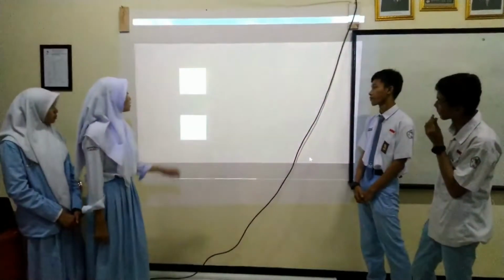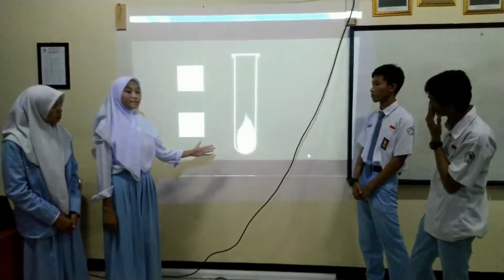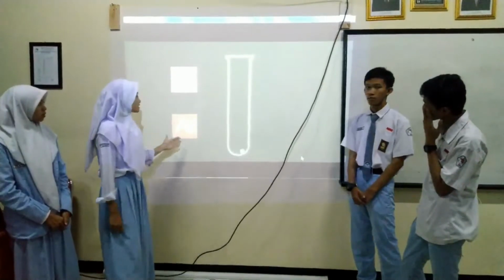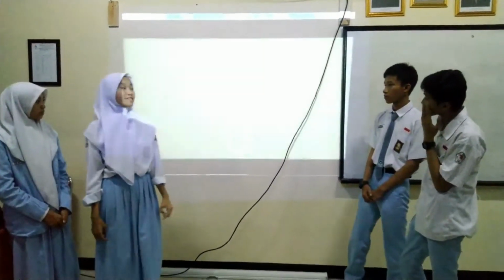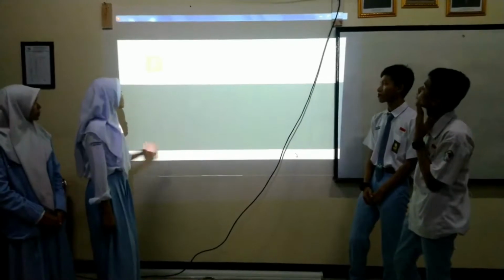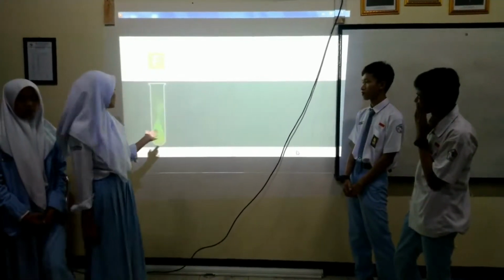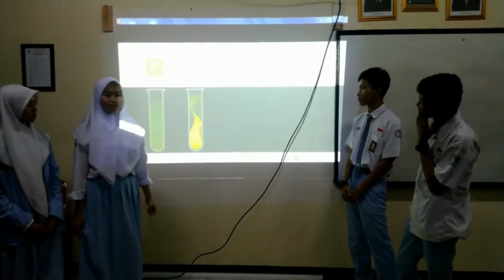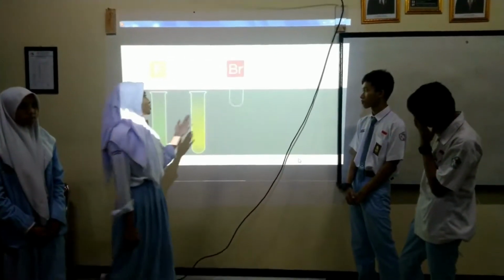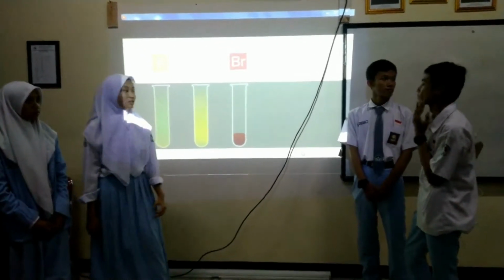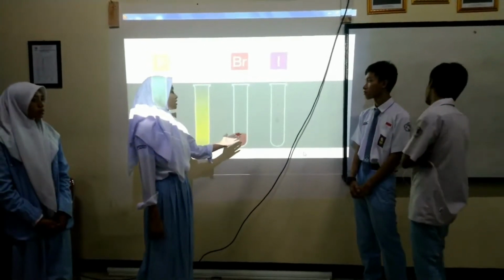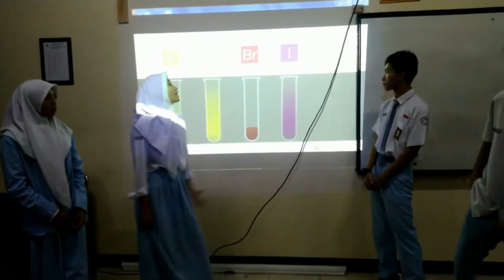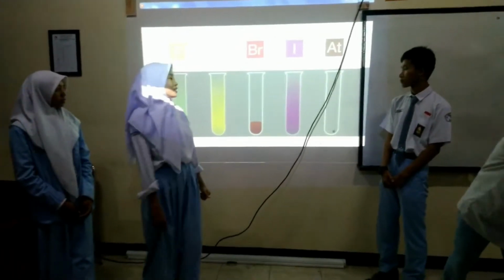To illustrate this, fluorine and chlorine are gases. Bromine is a liquid, iodine and astatine are solids. Fluorine is a very pale green gas. Chlorine is a greenish yellow gas. Bromine is a reddish brown liquid. Iodine is a gray solid that sublimes to a purple vapor. Astatine is a black solid and radioactive.